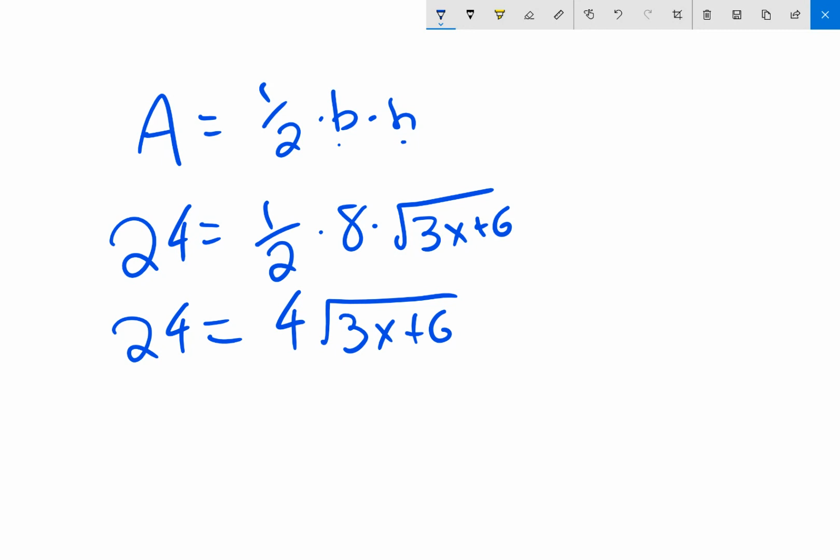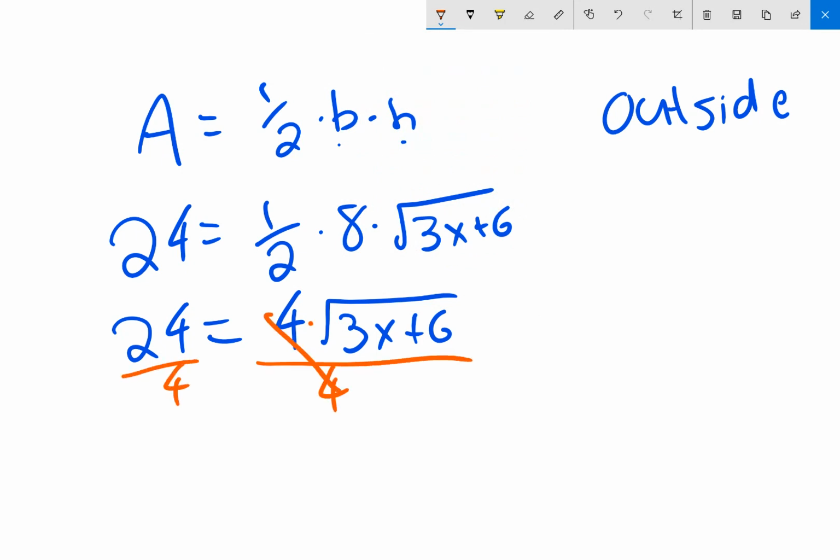So remember, this is like a normal radical equation problem. So remember, you take care of the outside stuff first. So outside the radical is the 4. I'm going to go ahead and get rid of that 4. Since it's being multiplied with my radical, I'm going to divide by 4. That's going to make this equation 6 equal to the square root of 3x plus 6.